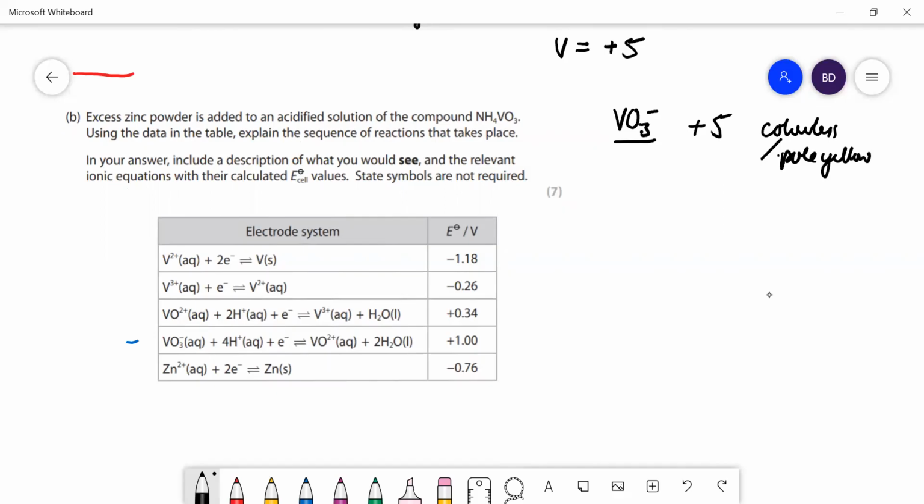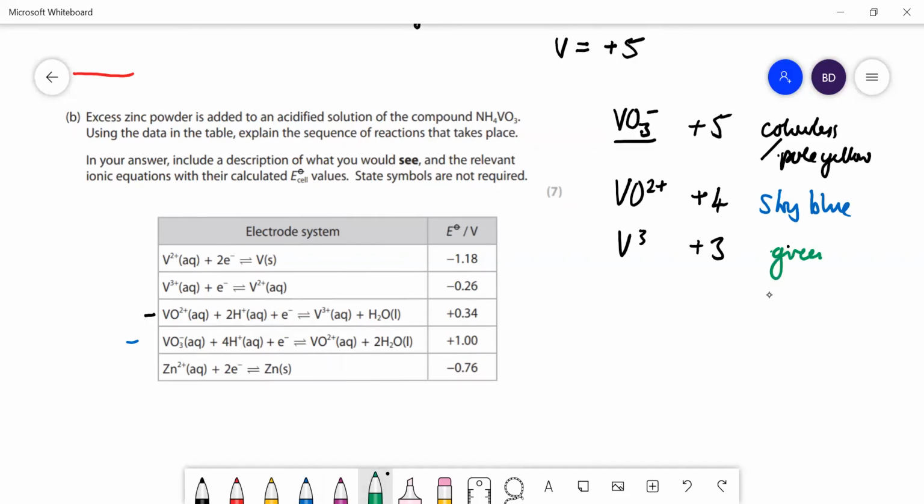Now, this one, VO2+, work out the oxidation number there, it's +4. You've got to know these really. And you need to know the color of that. That's kind of sky blue, or just blue. Then V3+, the oxidation number there is +3. That's green. And finally, the V2+ ion, +2 oxidation state, and that's violet.